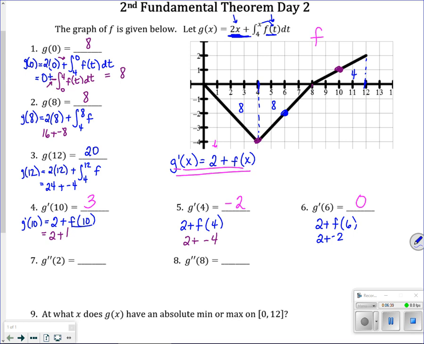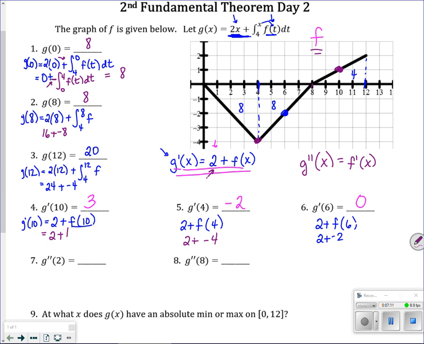Now the last one. The last one says G double prime of 2. Well, let's look at this G prime of x. If that's G prime, what would be the derivative of that one? The derivative of 2 would go away, and the derivative of f would be f prime. Do you agree? So G double prime is the derivative of this graph that I have.